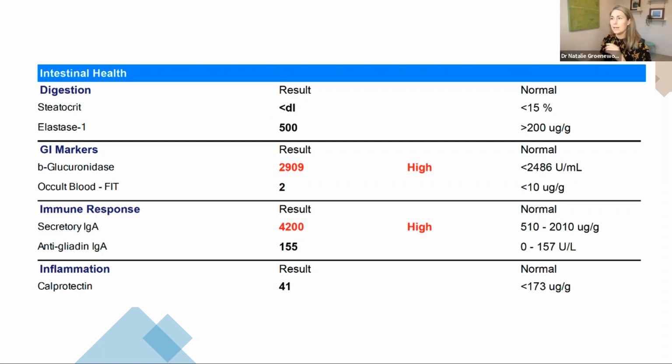Same with elastase. Elastase we want to see around 500. So again, this is not why the patient is having an overgrowth of the Bacteroides fragilis, the Clostridia, and the phyla. It's most likely going to be because of that H. pylori infection causing a hypochlorhydria.